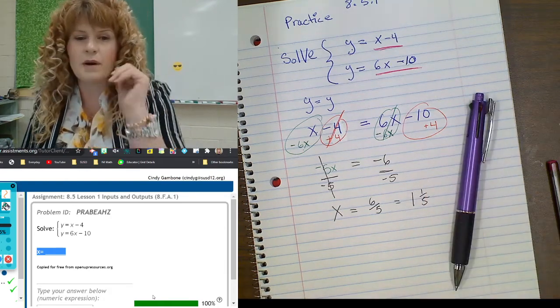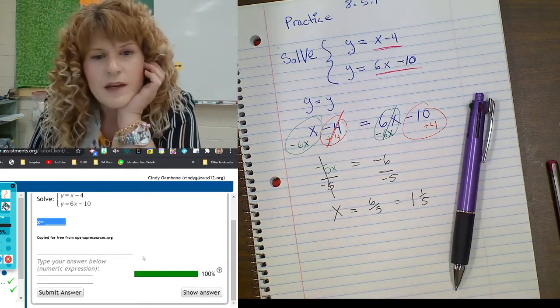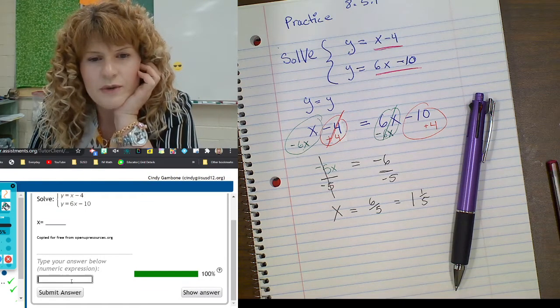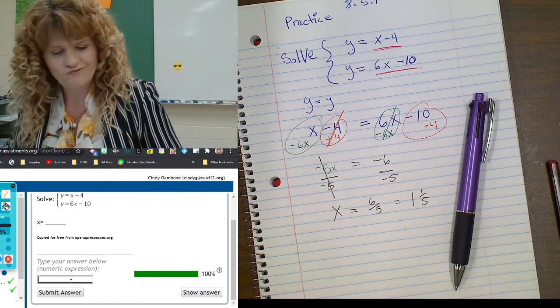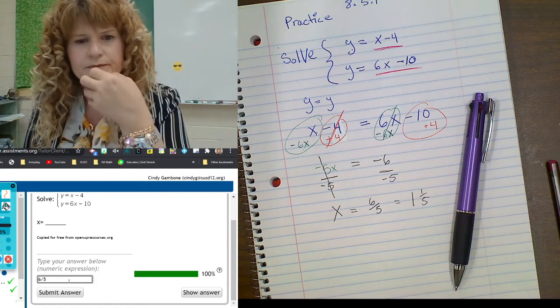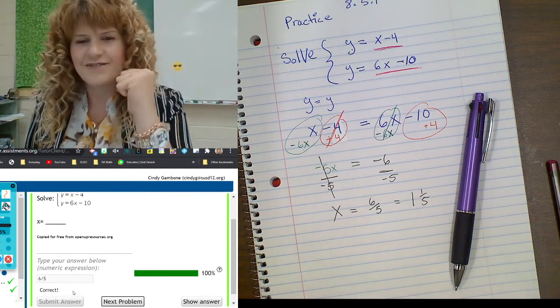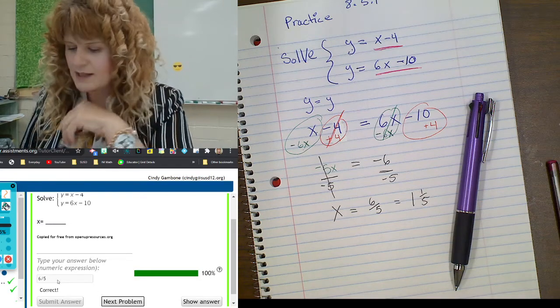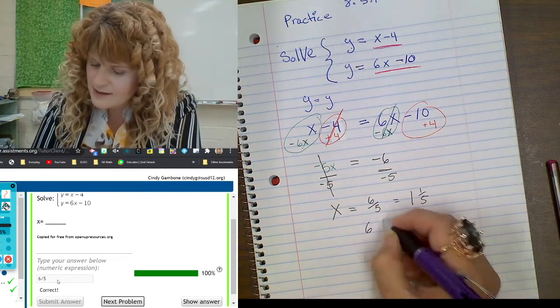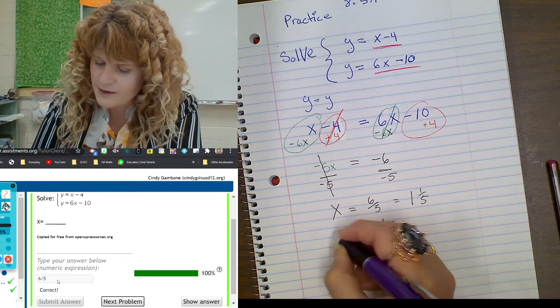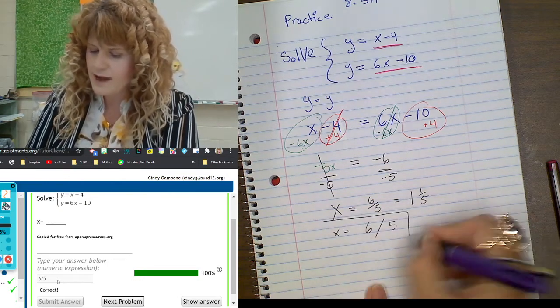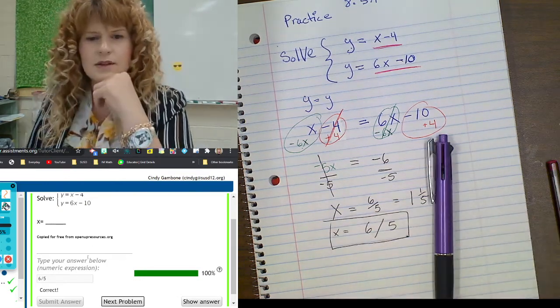I don't know how they want me to report the answer, though. Type your answer below a numeric expression. Let's try 6/5. Correct. Yeah. Victory. So type it in as 6/5 to give a numeric answer, because that fraction is a numeric answer.